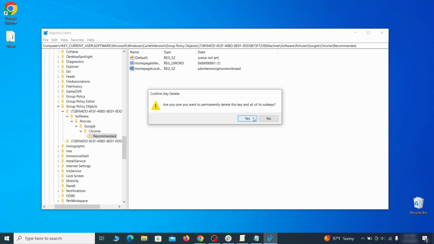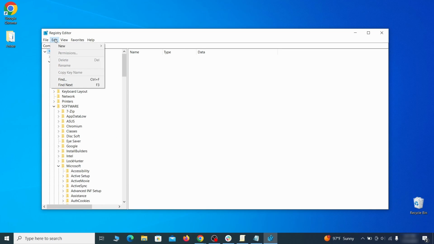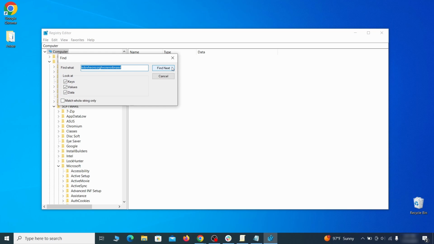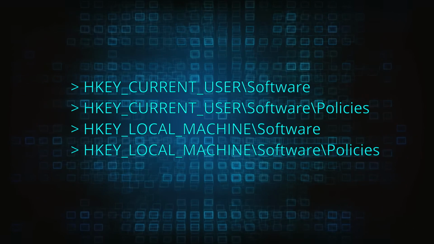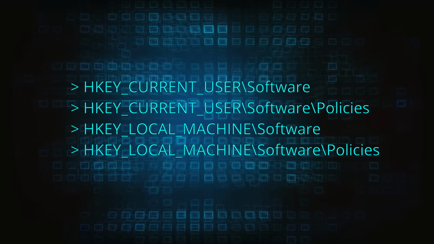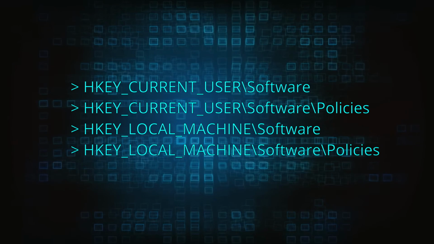Then rinse and repeat until you've deleted all related items. Do the same with all other policy values and extension IDs that you collected. Next, navigate to the registry editor paths you see on your screen, and check them for registry subfolders, also known as keys, that have the name of the affected browser.